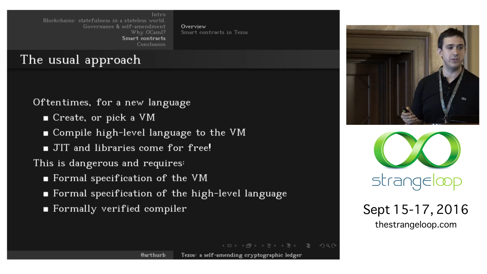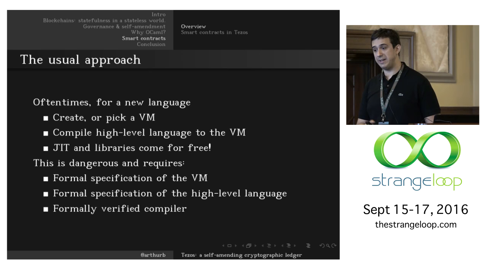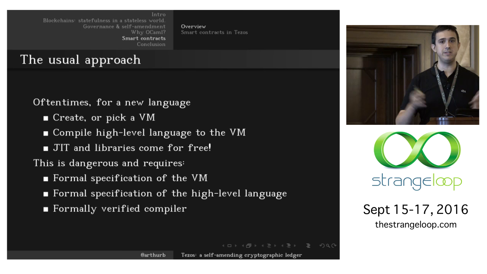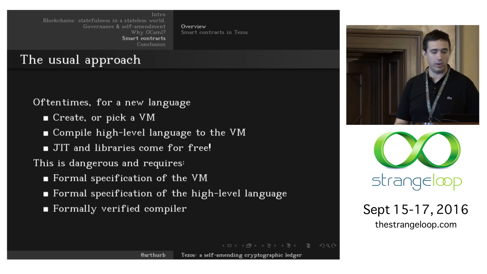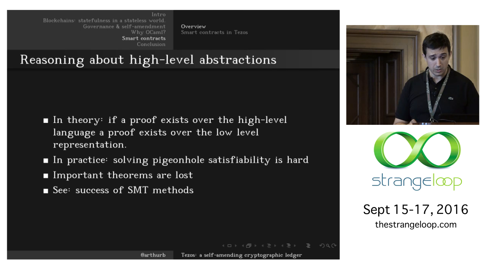And so that's difficult. But I think one more important point is that if you don't have that, then all you have inside a blockchain is going to be this virtual machine code. And it's really hard to make proofs about the virtual machine code. Now, you might say, okay, well, if your contract can have a formal proof of correctness in a high-level language, why can't I just take that proof? That means there's a proof in a low-level language. But that's not quite true. When we reason about high-level abstractions, it's much easier than reasoning about low-level abstraction. Right? So in theory, if a proof exists for one, it exists for the other.